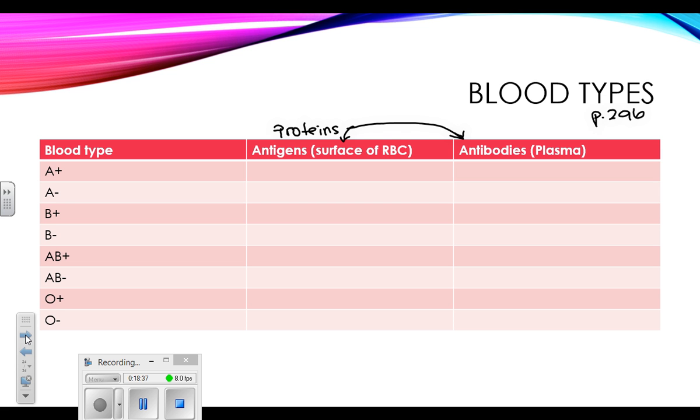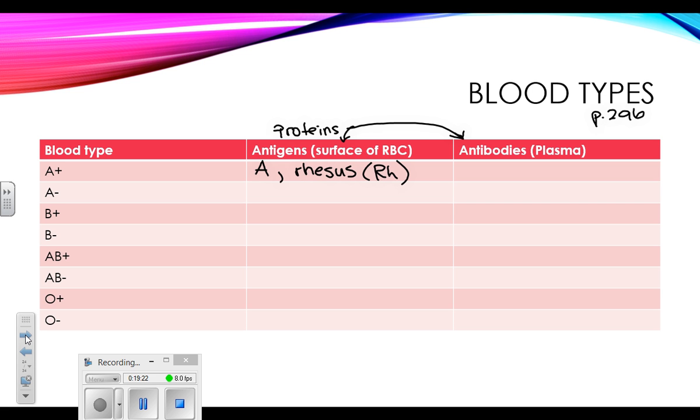If I have blood type A positive, on the surface of my red blood cell, I have A antigens. I also have what is called the rhesus factor. Rhesus, based on monkeys, where people figured this out. We normally abbreviate rhesus RH. So if I have blood type A positive, it means I have A proteins attached to the surface of my red blood cell, and I have the rhesus factor, the RH protein.